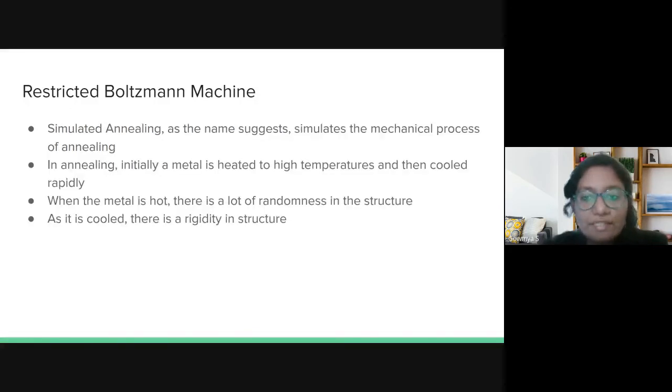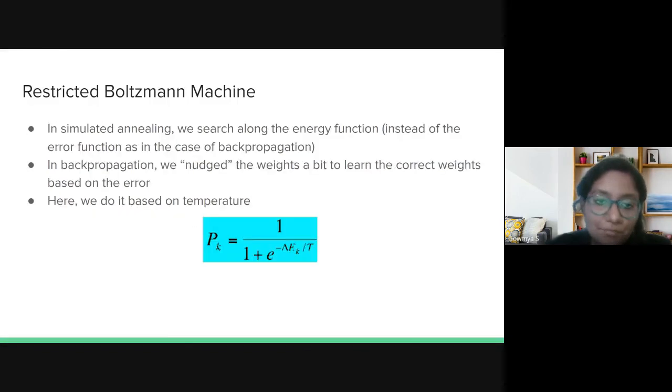Annealing is a mechanical process where initially a metal is heated to a very high temperature and then it is cooled rapidly. What it does is it brings a uniformity in the structure. When the metal is hot, there's a lot of randomness, and when it is cooled, there is rigidity, there is quality in the structure. We use this process to search for a minimum. Now you can imagine, just like how a neural network can get stuck in a local minimum, simulated annealing gives us a way to overcome this local minimum problem.